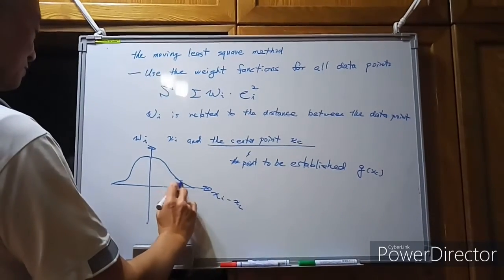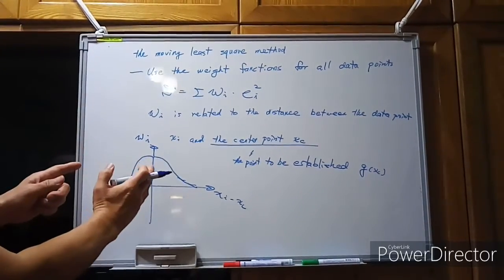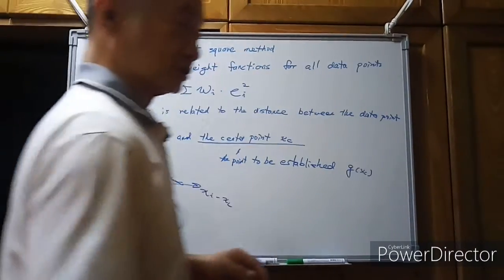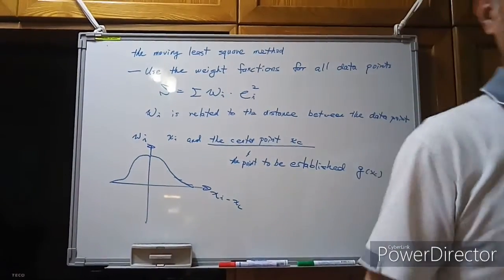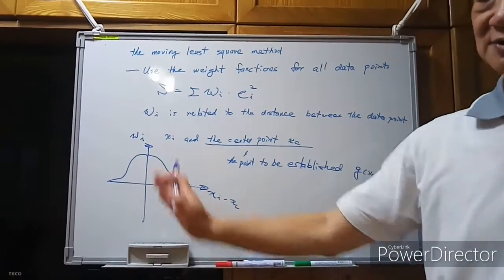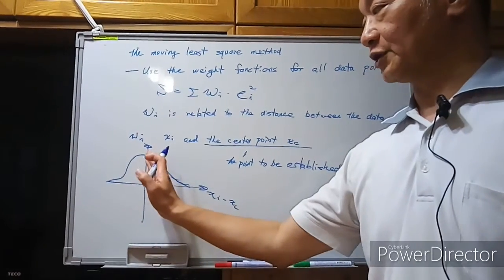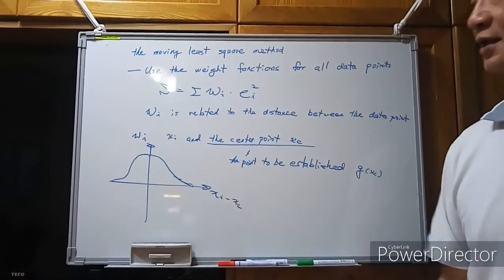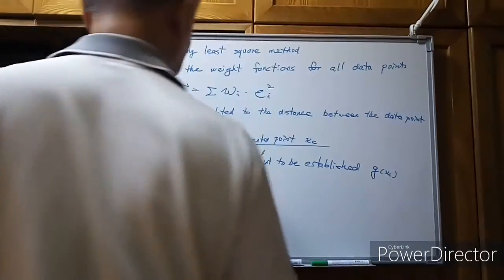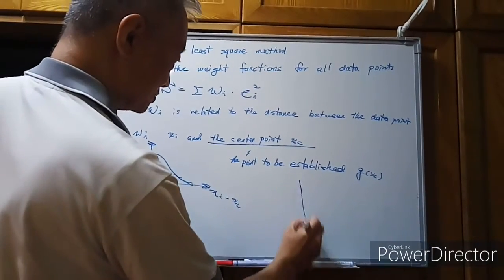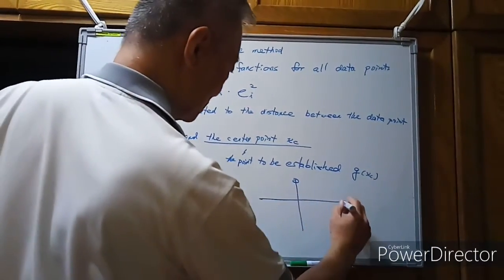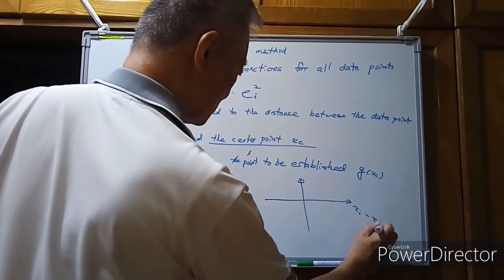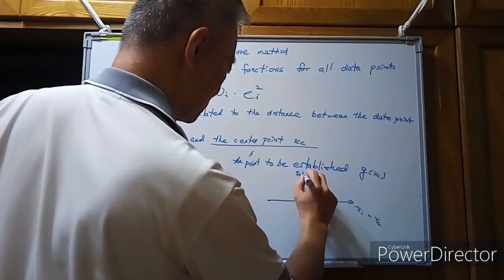Something looks like this one. Actually, it should be symmetric about the vertical axis. My drawing is not so good, but actually the weight function should be symmetric about the center. And you can find different mathematical functions which can give you a function like this one. But usually I will introduce an easier one, which will give you similar results.